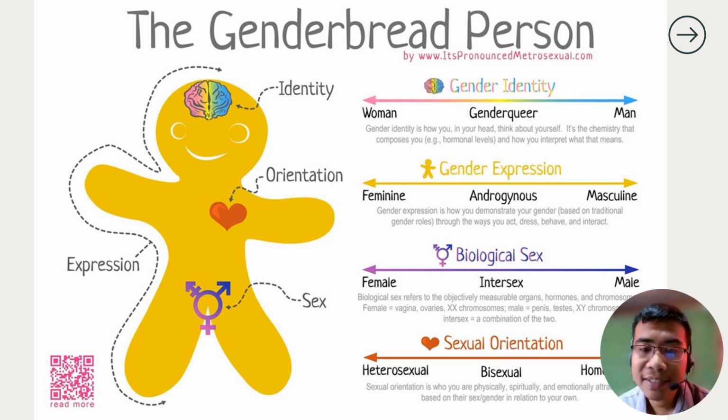Okay, so biological sex refers to the objectively measured organs and hormones. Biological sex is assigned at birth, could it be male or female? Sexual orientation refers to romantic interest and sexual interest. Could it be homosexual, heterosexual, or bisexual? Okay, so that ends our discussion on gender and sexual orientation.